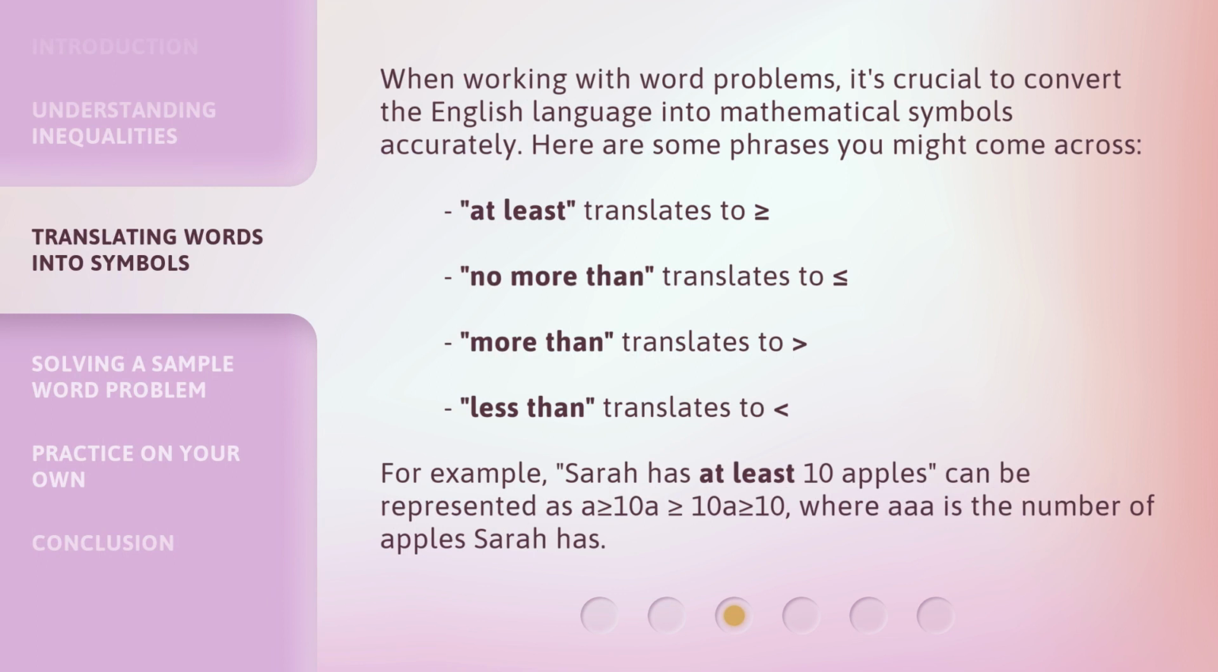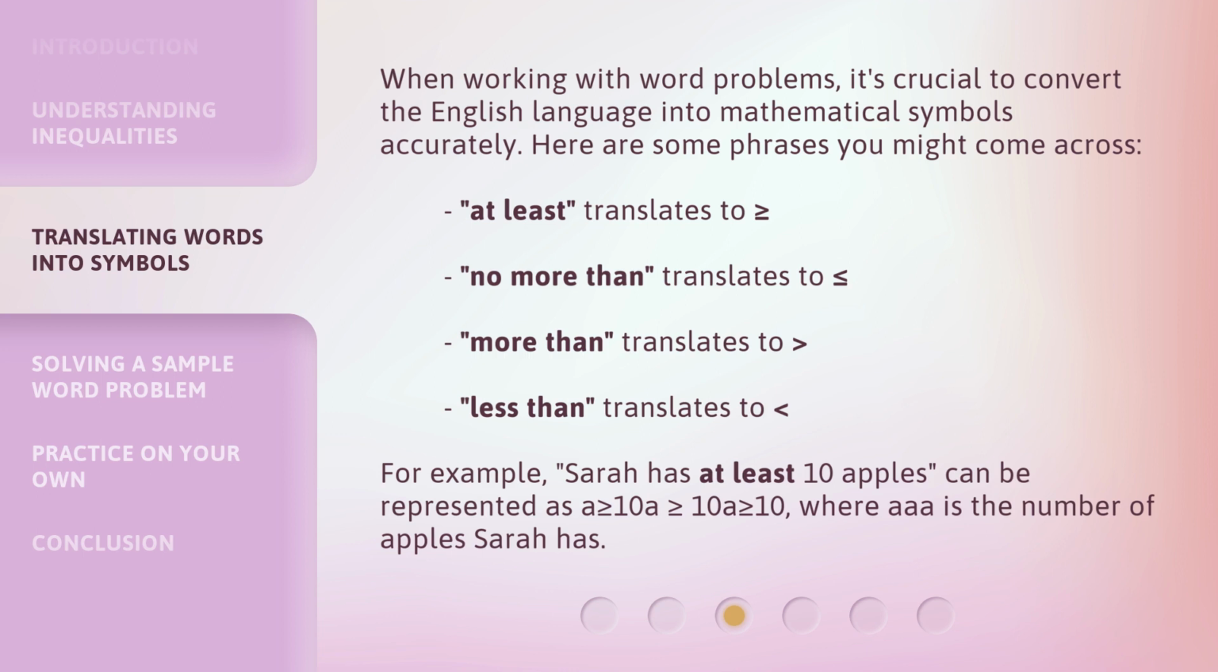When working with word problems, it's crucial to convert the English language into mathematical symbols accurately. Here are some phrases you might come across. At least translates to is greater than or equal to. No more than translates to is less than or equal to. More than translates to greater than. Less than translates to less than.